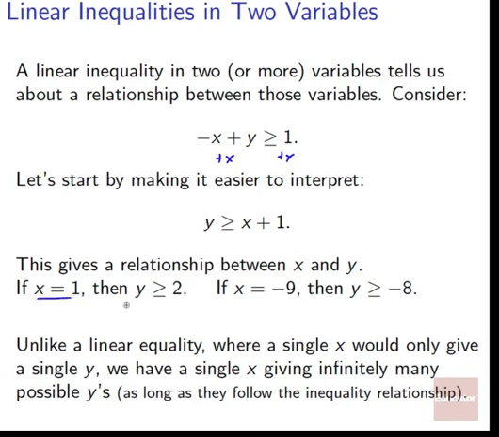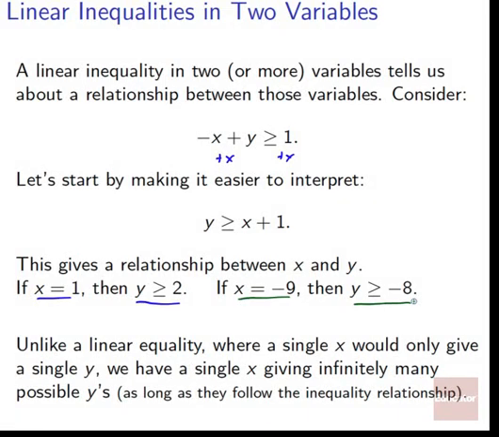If x is equal to 1, we know that y has to be greater than or equal to 2, right? If x is 1, then y has to be greater than or equal to 1 plus 1, so y must be greater than or equal to 2. Similarly, if x were equal to negative 9, then that would mean that y is greater than or equal to negative 8. So depending on what the x is, we'll change the requirements on our y. So it's a relationship. It's not this definite, single, static, defined thing.